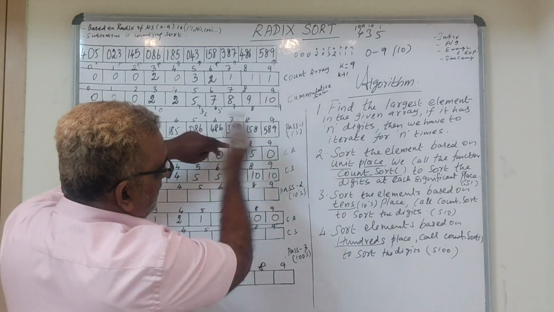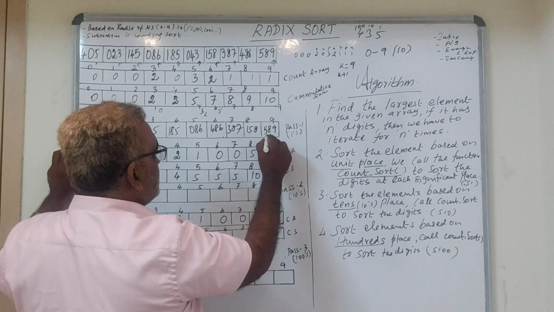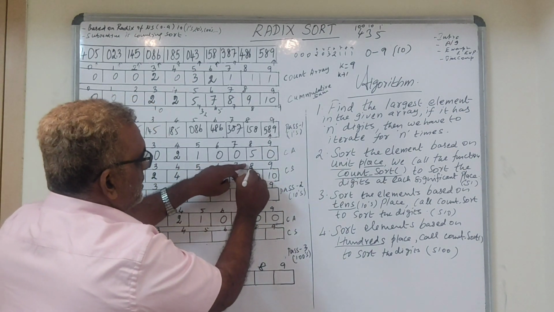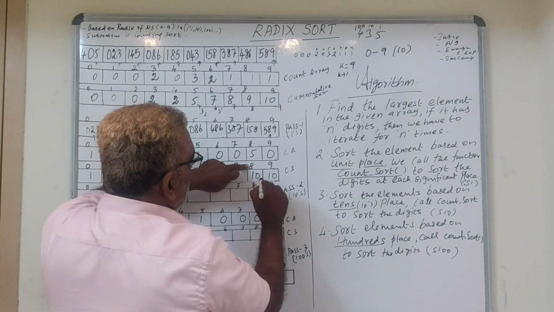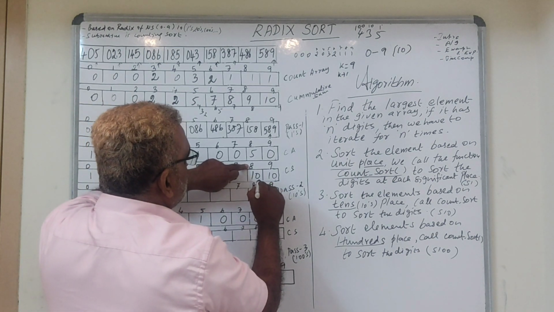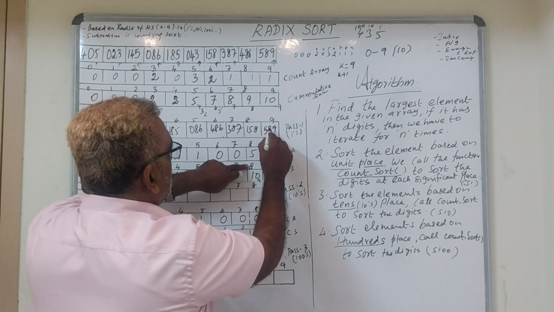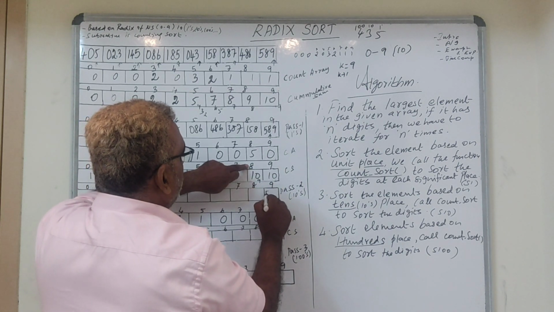Now we have to go and check the second digits. We can start from the right hand side. Check this value. It is 8. So go to location 8. What is at location 8? Location 8 is here, and we got the value 10. So 10 is reduced to 9. Store the value 589 in location 9.